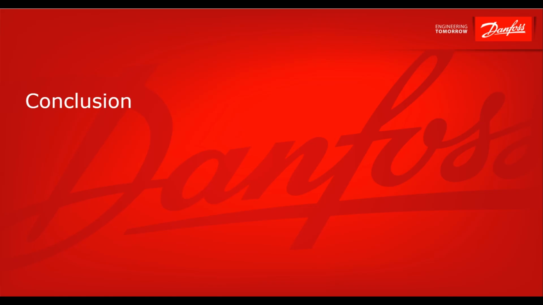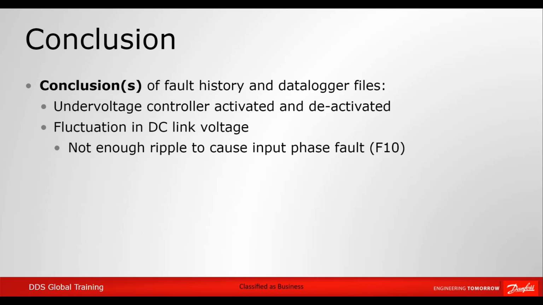This chapter is for conclusion. Conclusion of the fault history and Datalogger files are made. The under voltage controller activated and deactivated. There was fluctuation in DC link voltage, but not enough ripple to cause input phase fault, fault code 10.